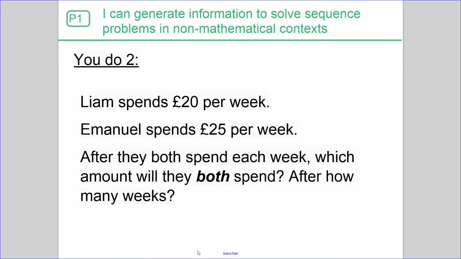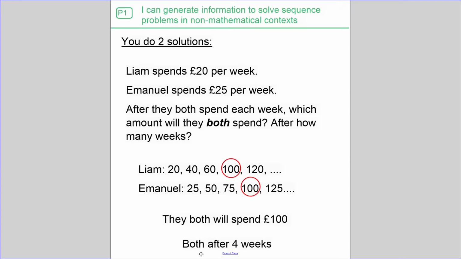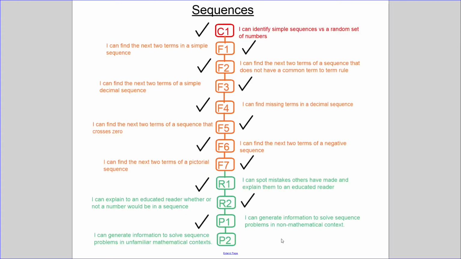Here's a question for you to try. Pause the video here. Here's the solutions. Make sure that you self-assess your work. So as you can see, we created a sequence for both Liam and Emmanuel. In Liam's case, he spends the amount in 4 weeks. And in Emmanuel's case, he spends the amount in 4 weeks. As you can see, they both spend £100 together. So that means we write a sentence to describe that they both spend the money after 4 weeks. And that's the end of P1. And we are now going to move on to P2.